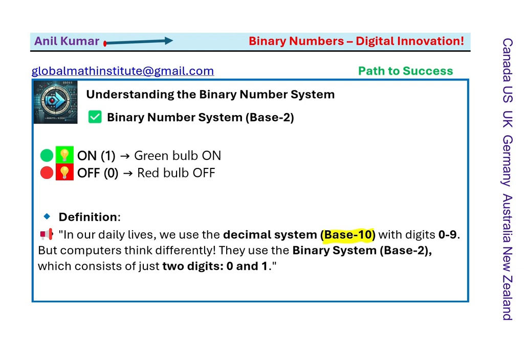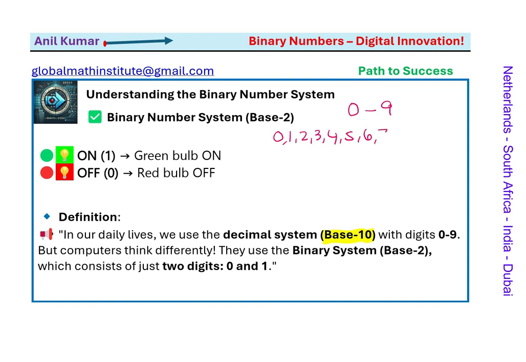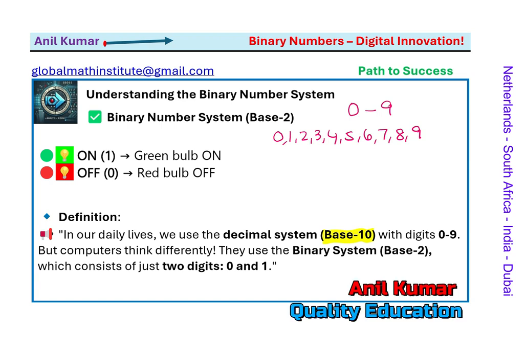So let's first look into base 10. When we say 0 to 9, we have 10 numbers, right? The numbers are 0, 1, 2, 3, 4, 5, 6, 7, 8, and 9. So these 10 digits make base 10, right? And now any number which you write, for example, if you write 123, right?